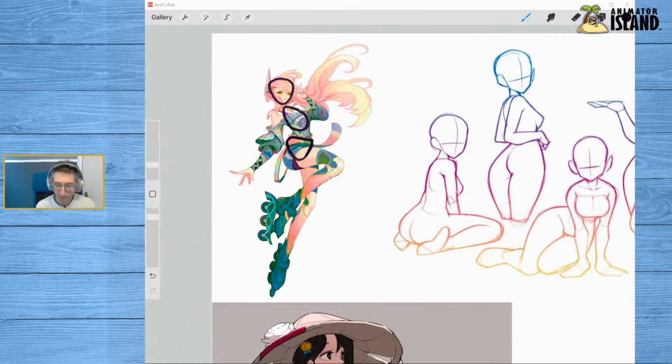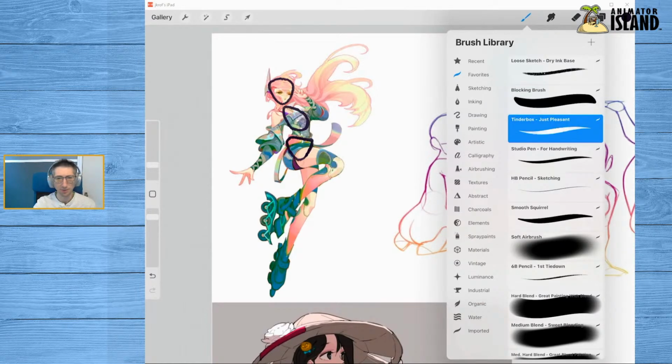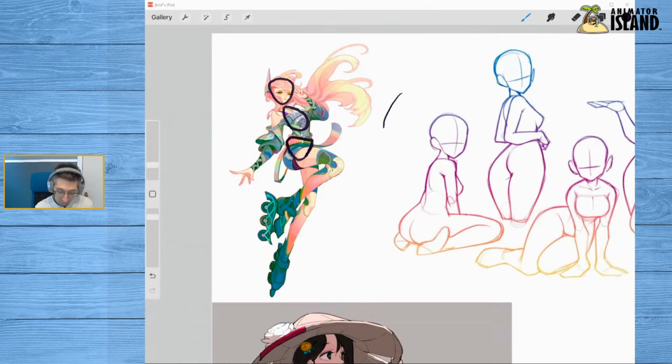In case anybody is curious, because I know a lot of people really like brush stuff, I like to use this brush that I'm pretty sure came with Procreate called Tinderbox, which I have subtitled Just Pleasant for my drawing, because it's got kind of a looseness and a roughness to it.